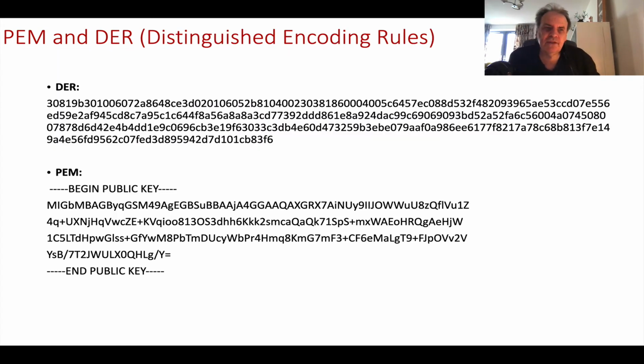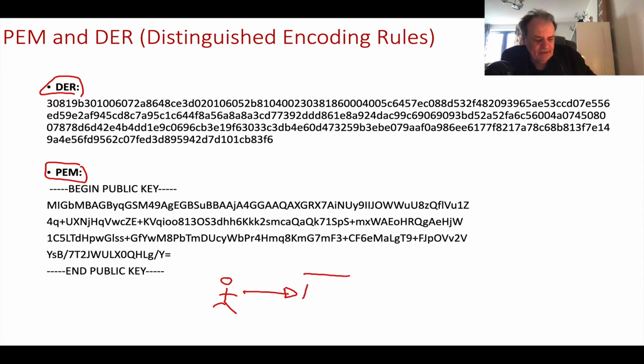The two main formats that we have are PEM and DER. DER is distinguished encoding rules, and DER is a binary method. So when Bob produces a certificate or his keys, he can produce them in a DER format. And the DER format, when we try to list it, we will find that it's non-printable and it will have binary characters in it. It's also possible to store or transmit in the form of a PEM format.